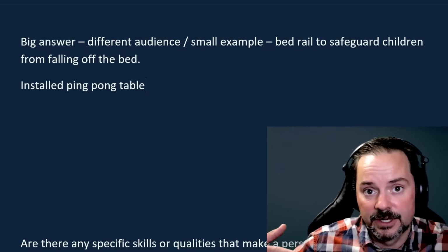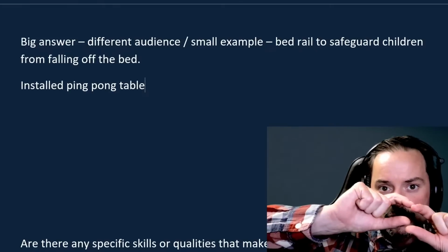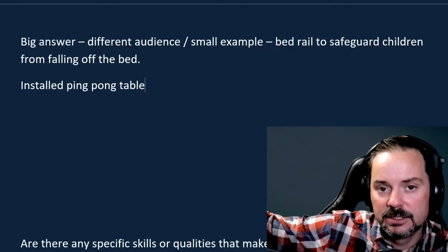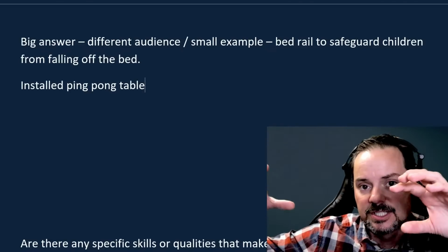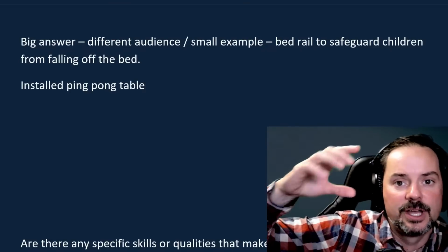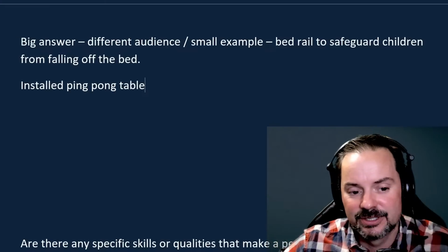So the goal is different, right? And see how you can go from the small to the big as well? So you can reverse the order of, instead of answer, explanation, example, you can also go example, explanation, answer.